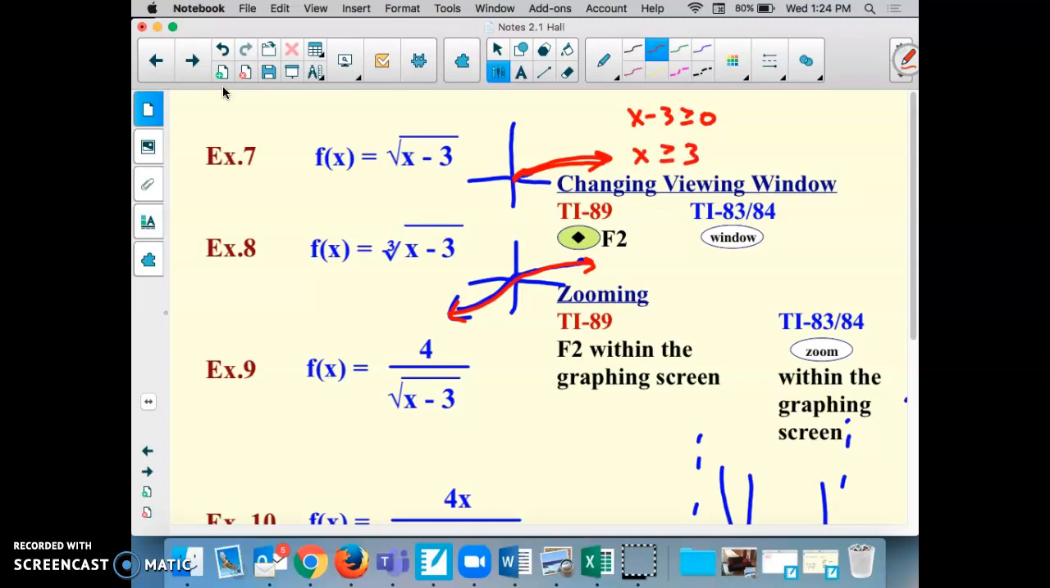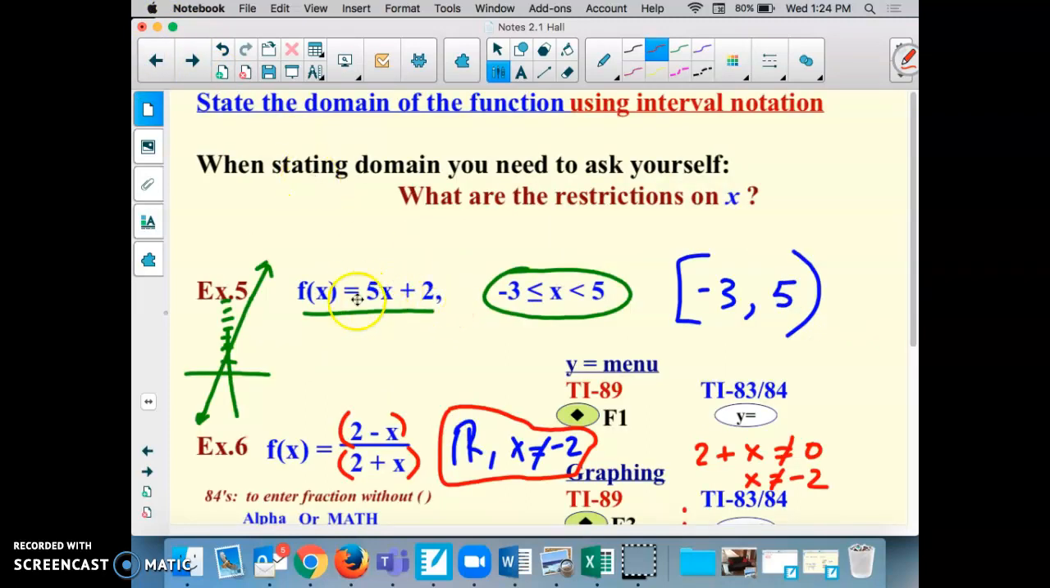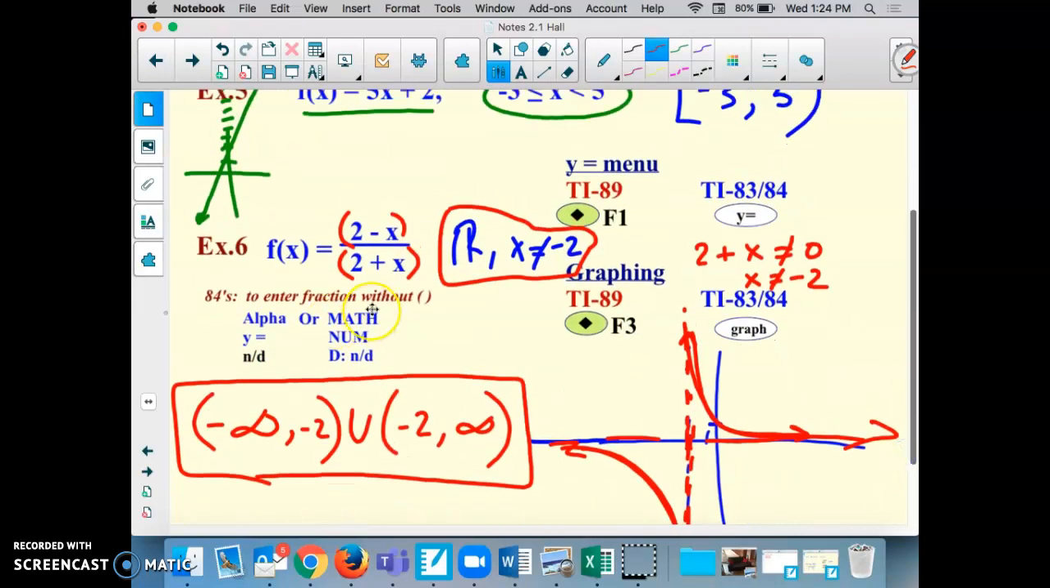So this is another one, all right? First we talked about a linear function. There's really no restrictions on linear functions unless stated. Rational functions, in this case, are fractions, all right? The denominator cannot equal 0. That's the restriction for that one.